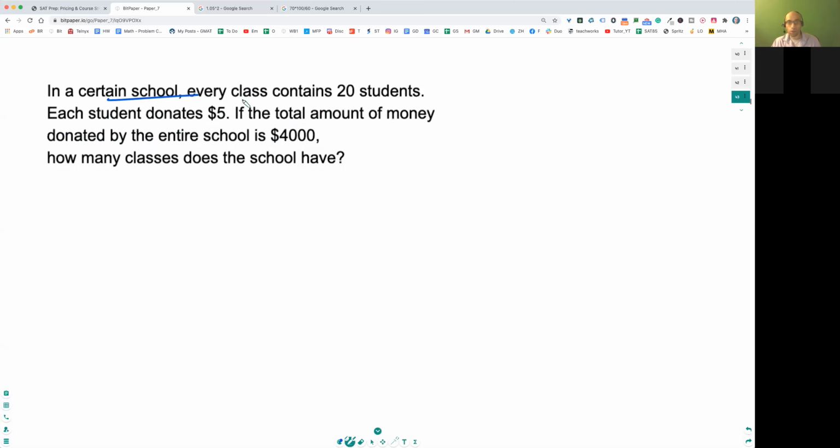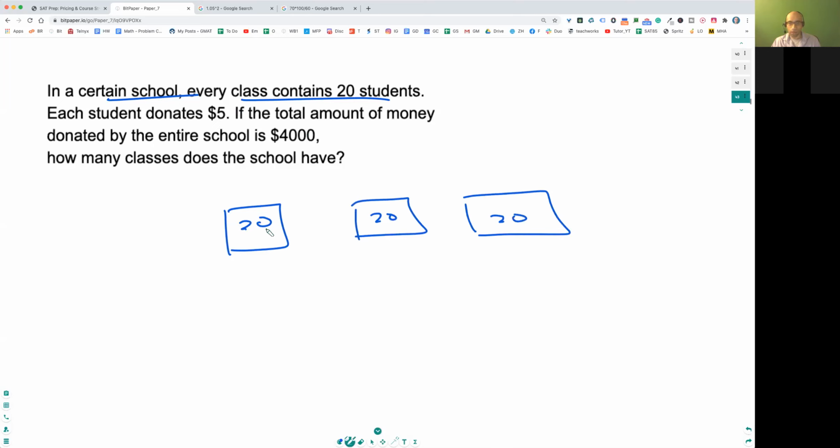So let's think about it. In a certain school, every class contains 20 students. So this first class has 20 students, then the next class has 20 students, then the next class has 20 students. Now, each student donates $5. So if there are 20 students and each student donates $5, it's got to be 20 times 5, which is 100.